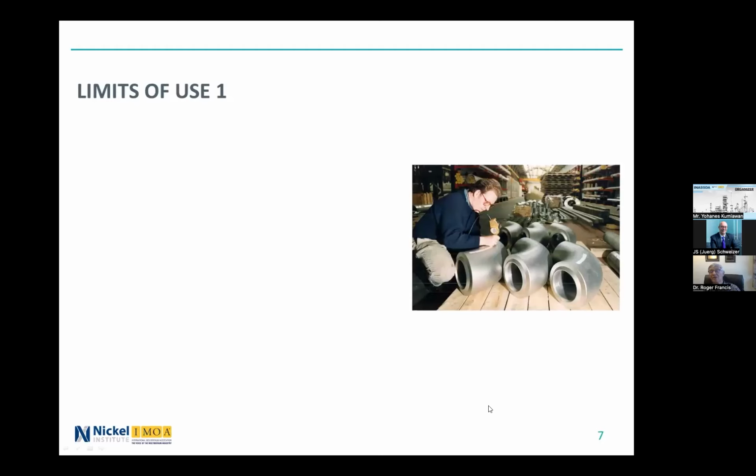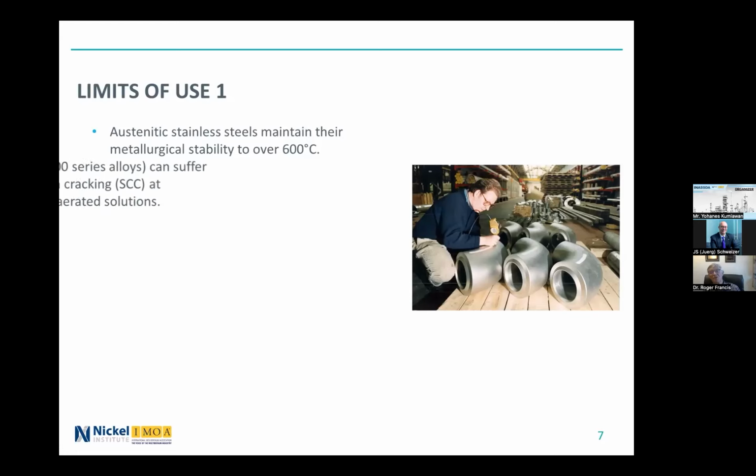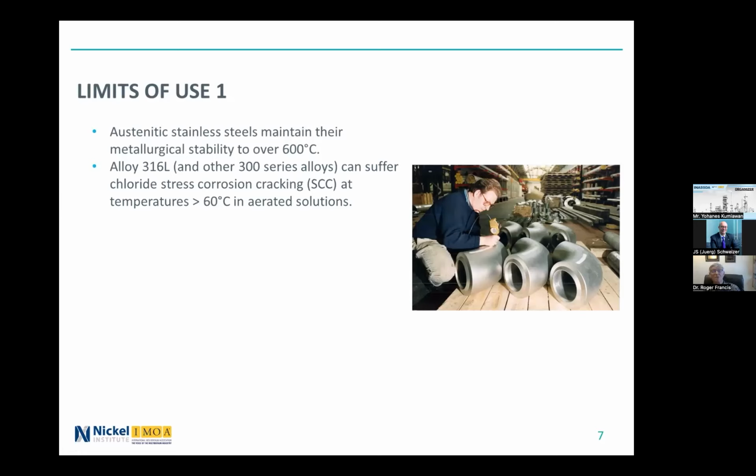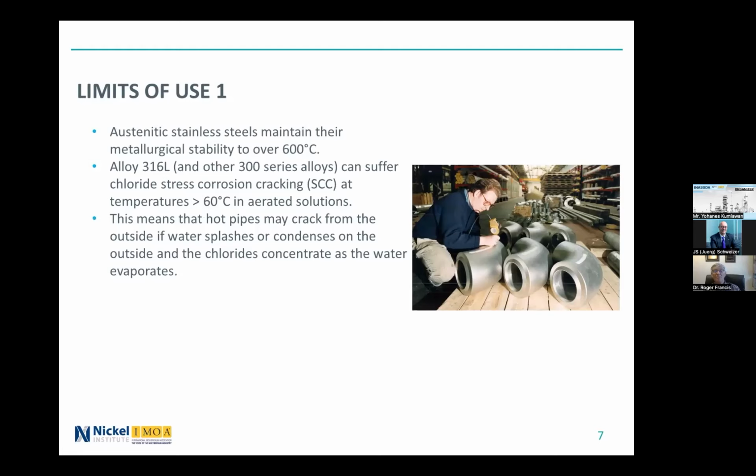So now let's talk about the limits of use of these alloys. Now, austenitic stainless steels maintain their metallurgical stability to over 600 degrees centigrade. Alloy 316L and other 300 series alloys can suffer from chloride stress corrosion cracking at temperatures greater than 60 degrees C in aerated solutions. So this means that hot pipes may crack from the outside if water splashes or condenses on the outside and the chlorides concentrate as the water evaporates. And this can also happen under insulation if it is not properly selected and applied.